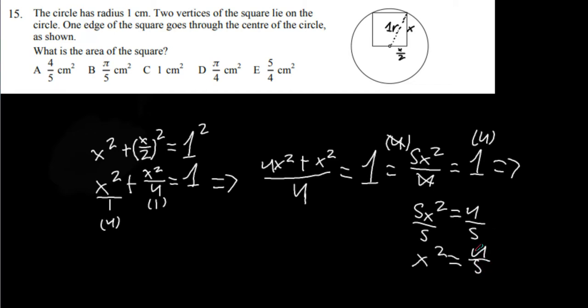Now, you may think we need to find x here, but it's asking what is the area of the square. And if we labeled the side length of one side of the square as x, then the area would be x squared, since it's x times x. So we basically found the area of the square already. That means the area of the square is 4 fifths centimeters squared, since it's in centimeters, and it's the area, so you square it. And that means your answer is A, 4 fifths centimeters squared.